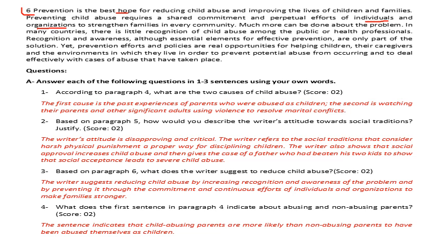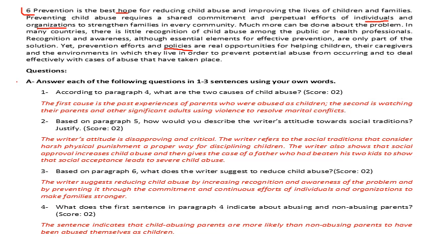Much more can be done about the problem. Recognition and awareness, although essential elements for effective prevention, are only part of the solution. Yet prevention efforts and policies, what governments put, laws, are real opportunities for helping children. If there's a law against beating children, the child will be less likely to be beaten. Less likely. Okay, now let's move on to the question part, the comprehension part.